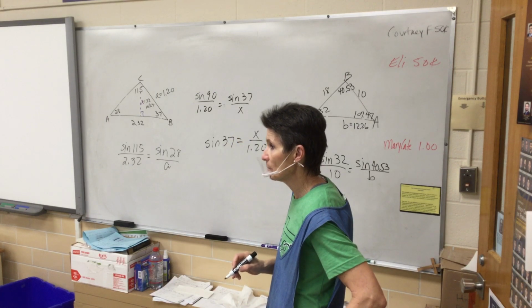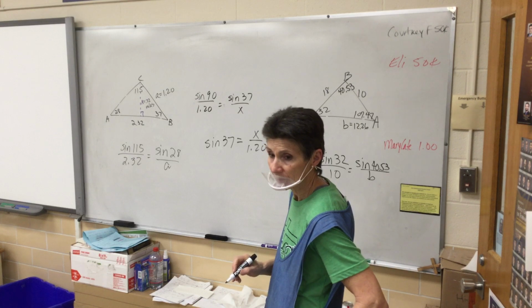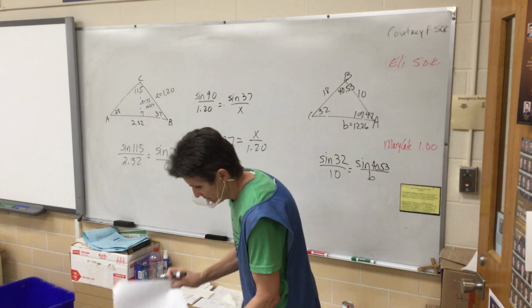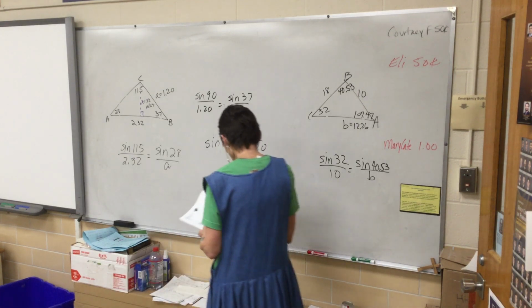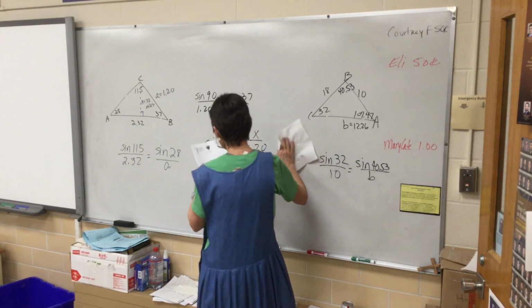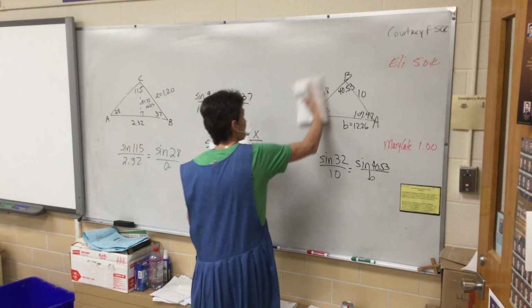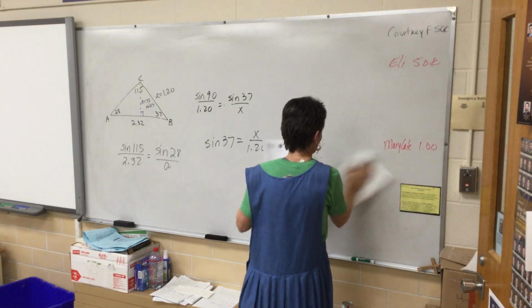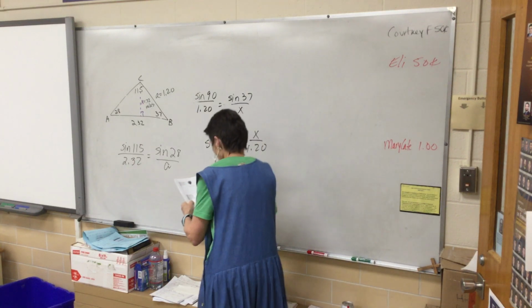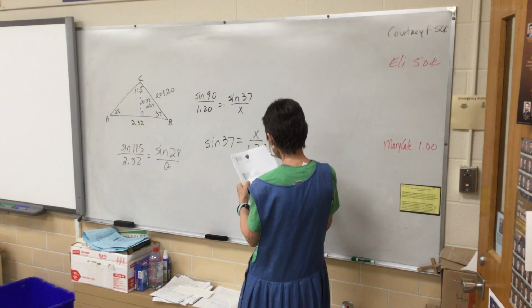Does that make sense to everyone so far? Easy enough? All right, let's try the next one. Two meteorologists are 25 miles apart, located on an east-west road.